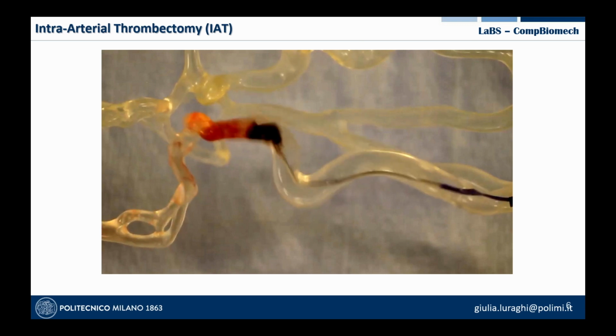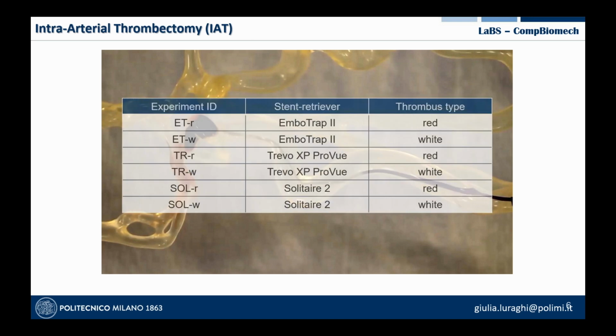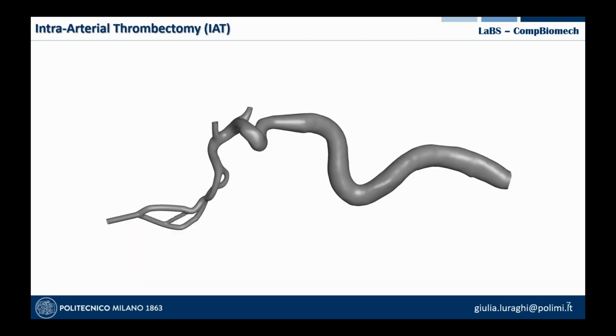In this video, you can see an example of the in vitro test with a red blood cell rich clot. We performed these six experiments with three different devices, as you can see before, and with two different thrombus types, so red and white, for all the three investigated devices.